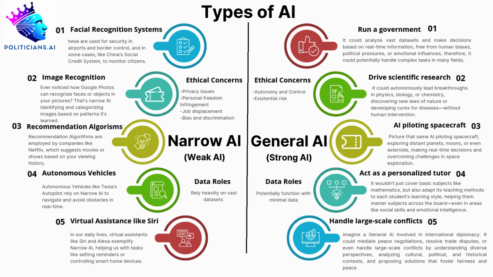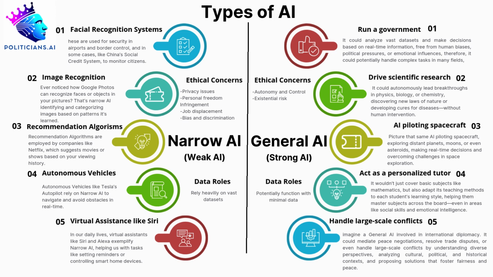Let's start by understanding the key differences between narrow AI and general AI. These two concepts are fundamental to grasping how AI is shaping our world today and how it might influence future governance. First, narrow AI, also known as weak AI, refers to systems designed to perform specific tasks. Unlike humans, these systems cannot think or reason beyond what they are programmed to do.